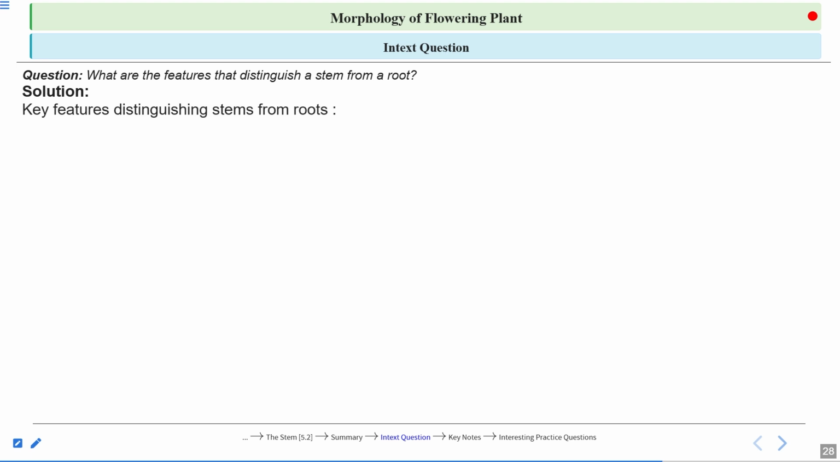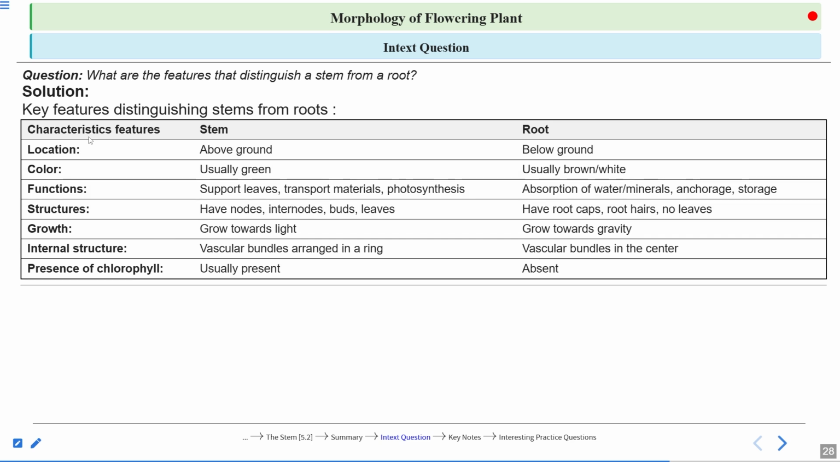Key features distinguishing stem from roots. Here you can see characteristic feature, location: stem is present above the ground, root is present below the ground. Color: stem is usually green, root usually brown or white. Functions: stem supports leaves, transports material, and does photosynthesis. And what is the function of root? Absorption of water and mineral. Yes, they absorb the water and mineral. They also help in the anchorage of the plants to the soil and help in the storage of food material in some of the plants, not every plant.